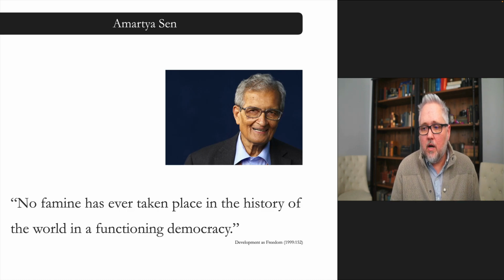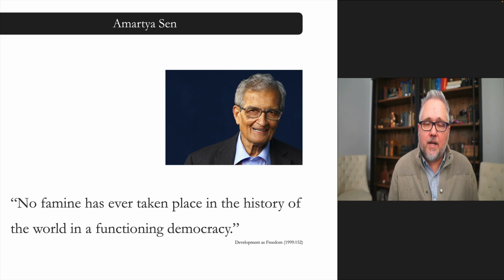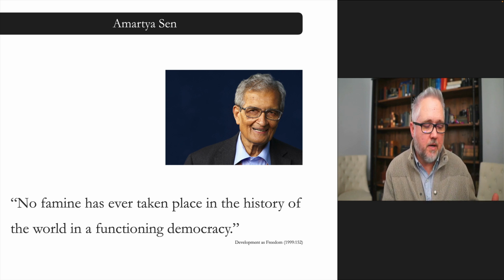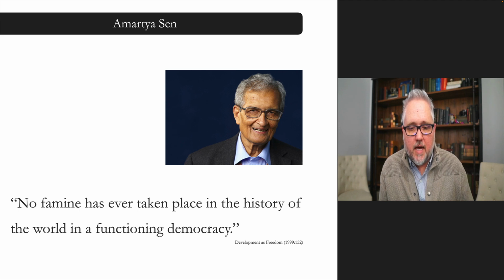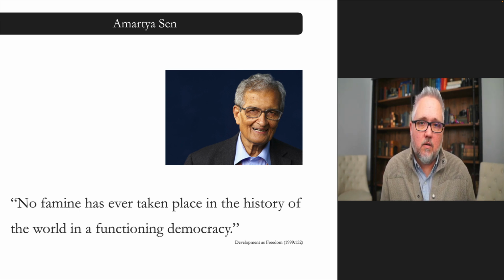Nobel Prize winner Amartya Sen, the economist, that said that no famine has ever taken place in the history of the world in a functioning democracy, which I think is really interesting, right? Malthus talked about the rising scarcity that would lead to famines, and Sen's argument is that if you have a functioning government to be able to provide for their citizens in a democratic system, the accountability is there, that no government would abdicate that responsibility to the extent that there would be widespread famine.